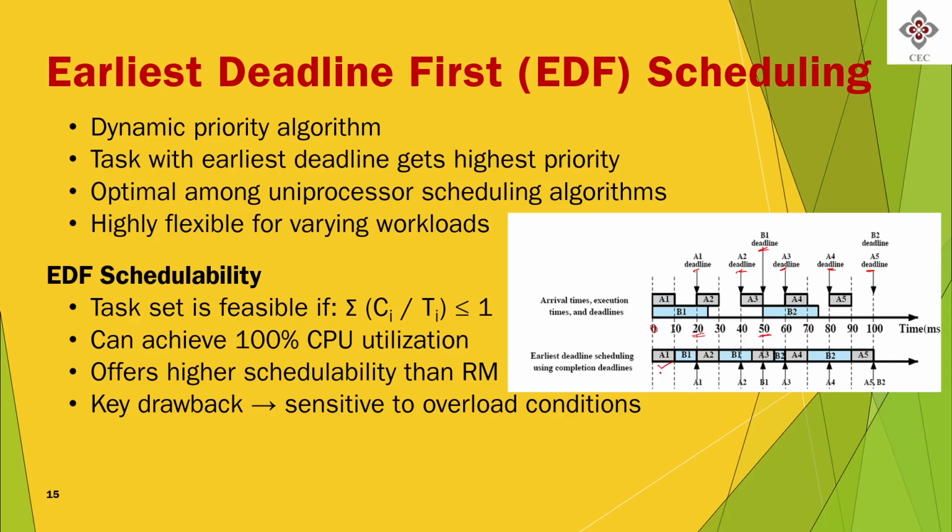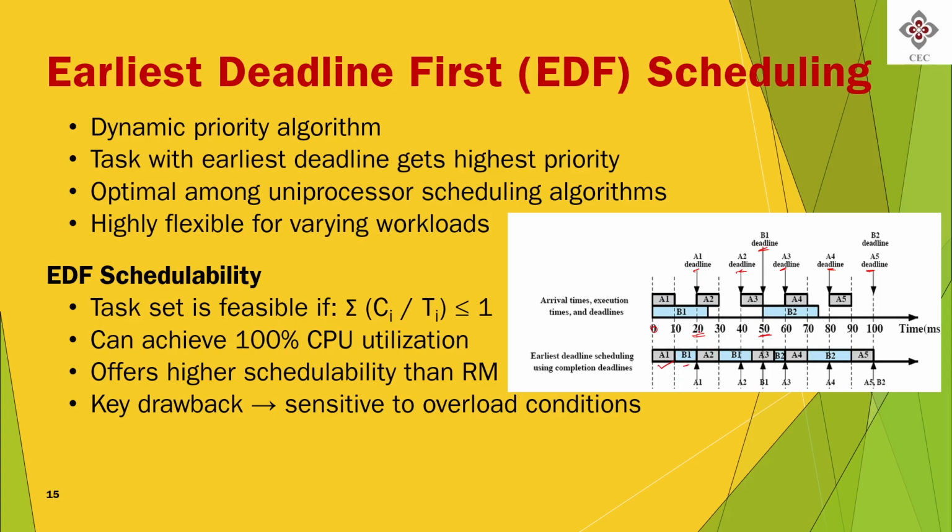Now, A1 has higher priority than B1. So, A1 is given the first priority, then B1. Since B1 has the next deadline, it is given the next priority. So, here you have B1. A1 is done and B1 is done.